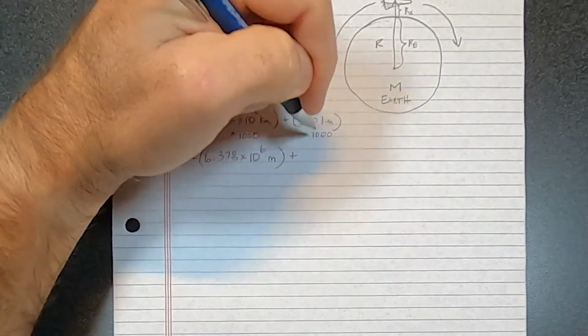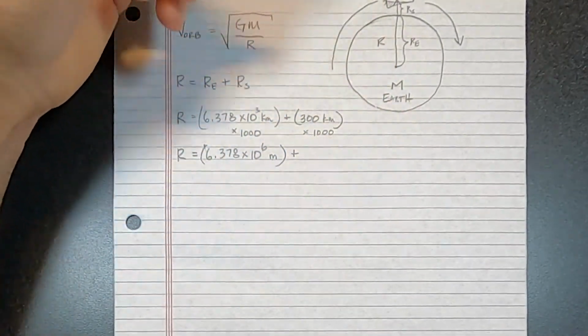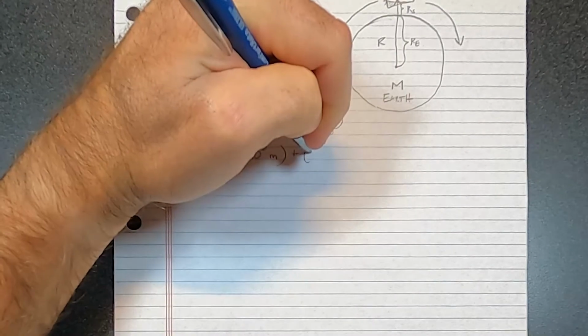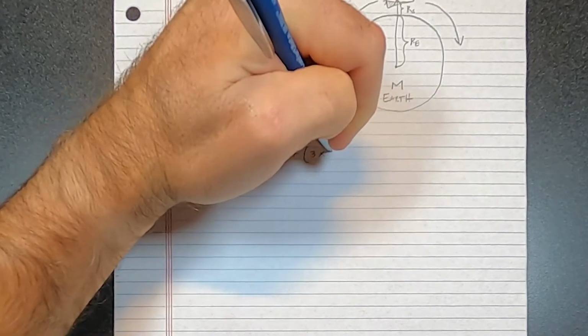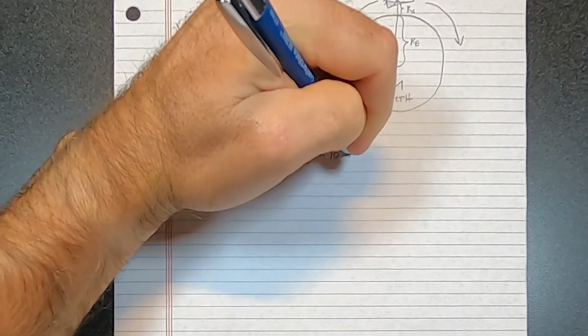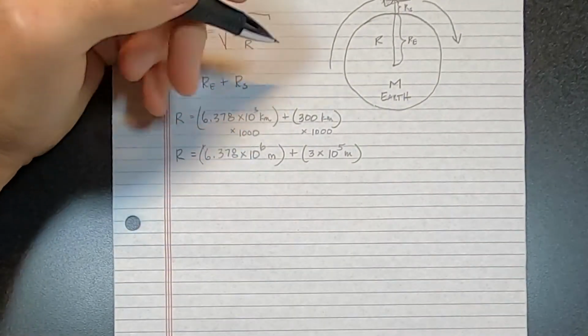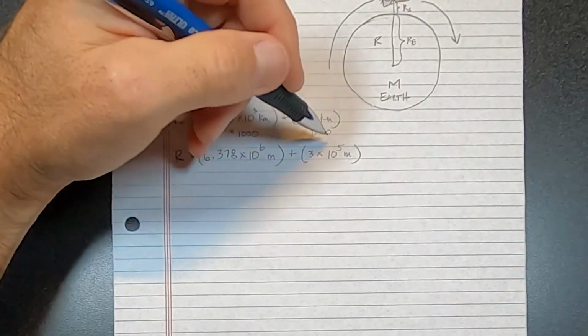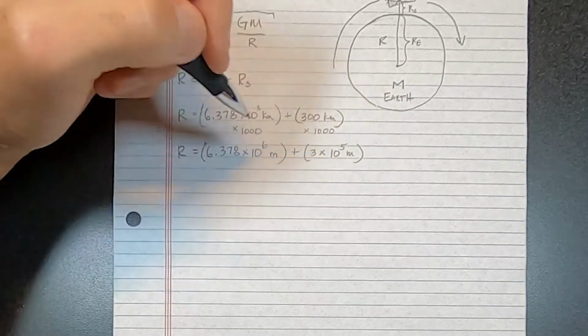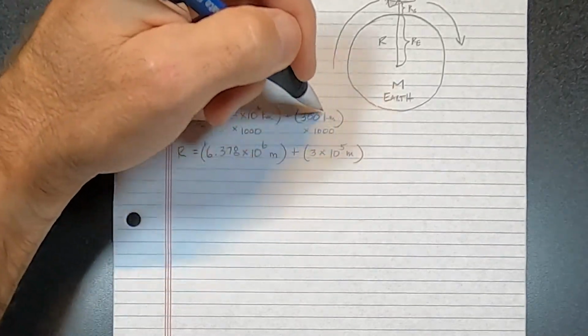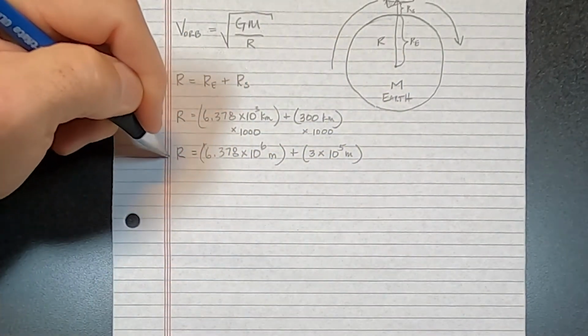And then this is 300 times 1,000, which is 300,000. And I'm going to write it as powers of 10. It's going to be 10 to the 5th. And again, the reason why it's 10 to the 5th is because 300,000 is 10 to the 5th. So this many meters, and that's what r is altogether.